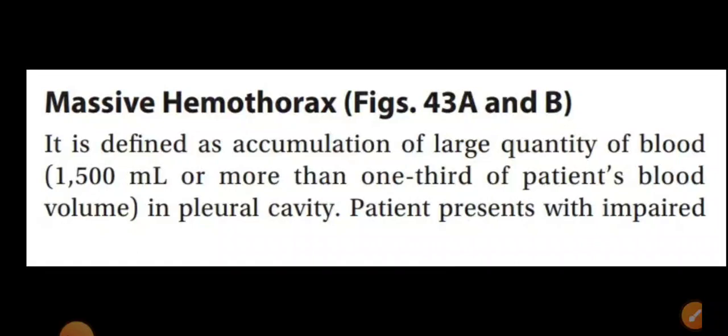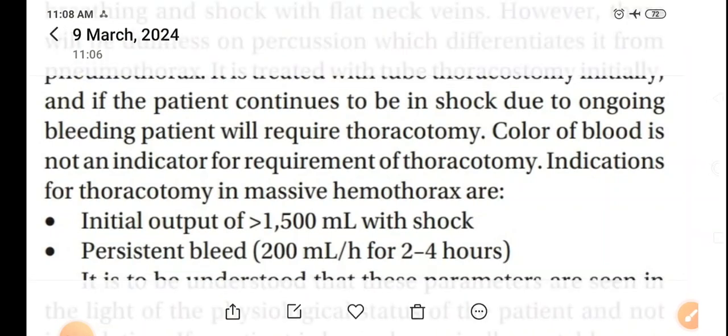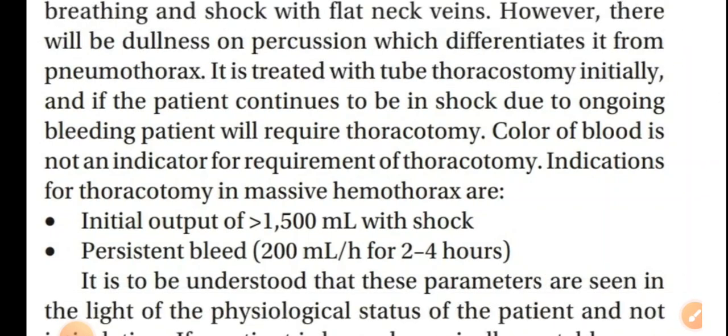It is defined as accumulation of a large quantity of blood in the pleural cavity, 1500 ml or more than one third of the patient's blood volume. When there is accumulation of 1500 ml or more of blood in the pleural cavity, this is known as massive hemothorax. The patient presents with impaired breathing and shock with flat neck veins. Patient in shock, impaired breathing and flat neck veins.